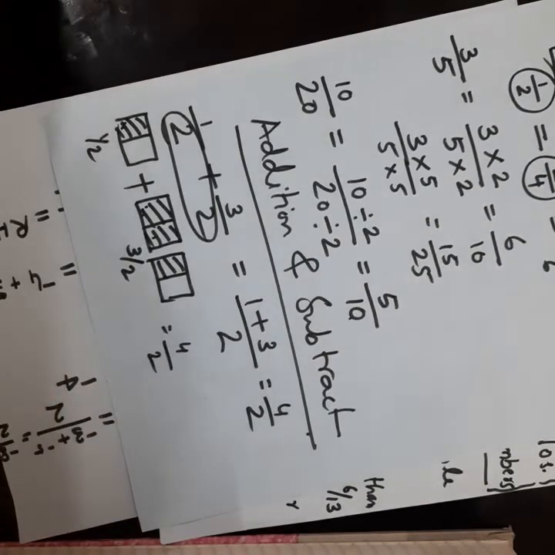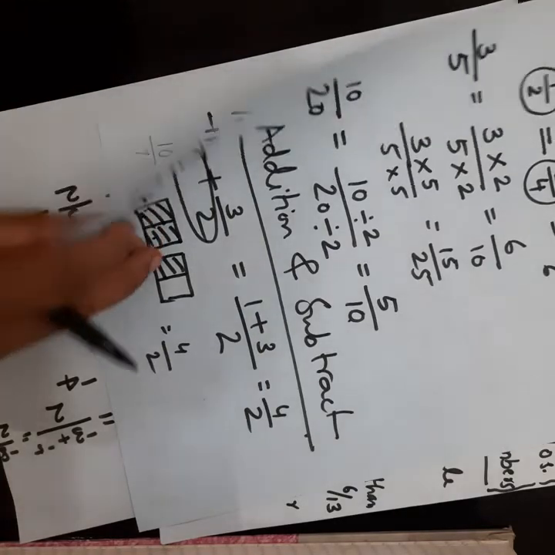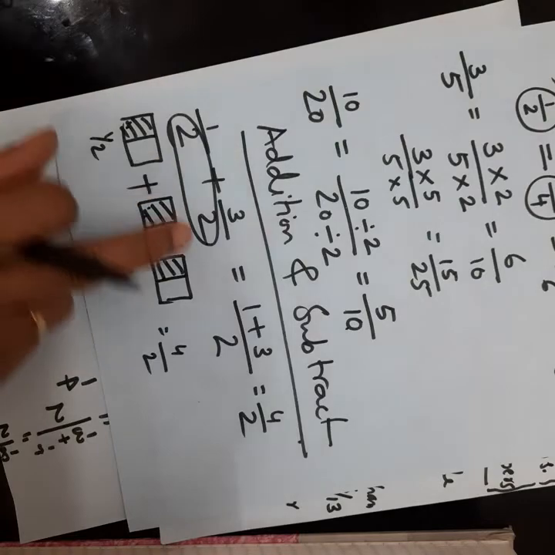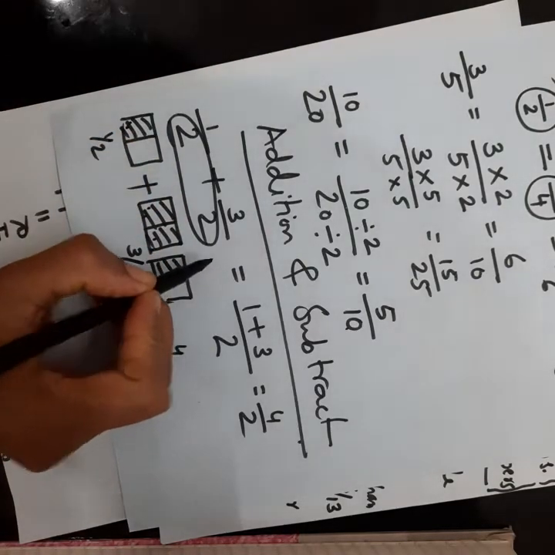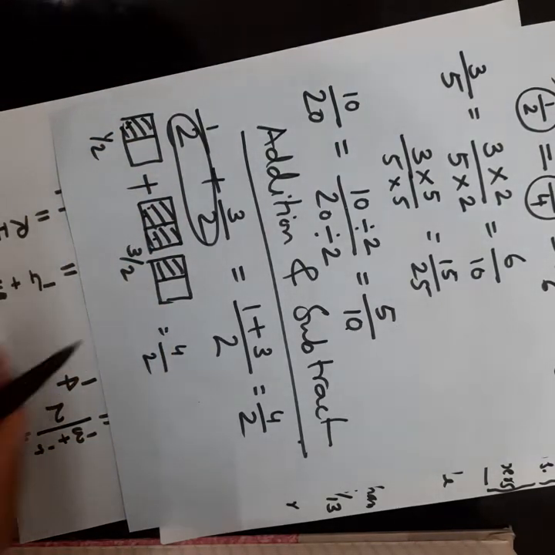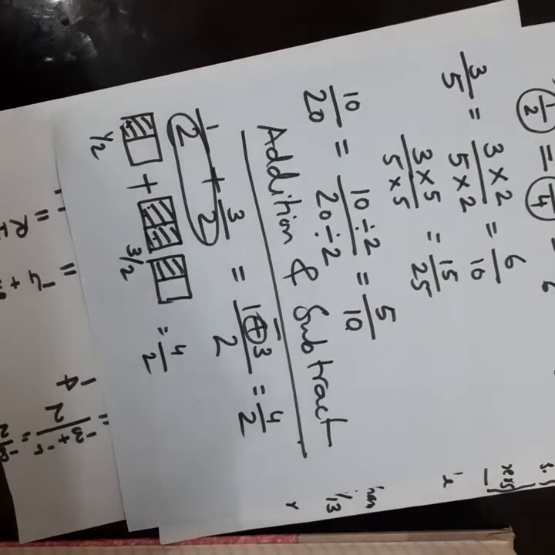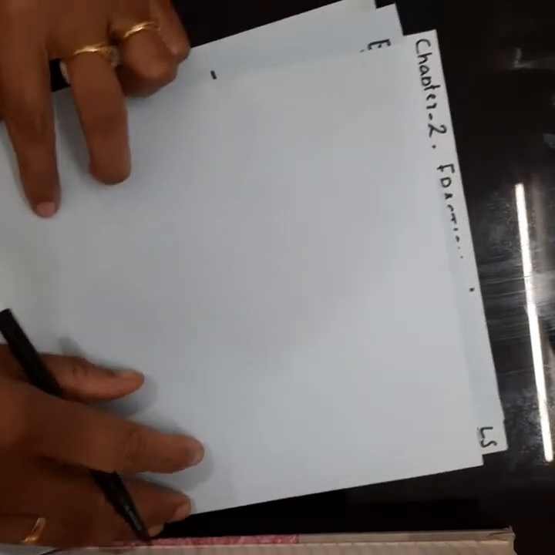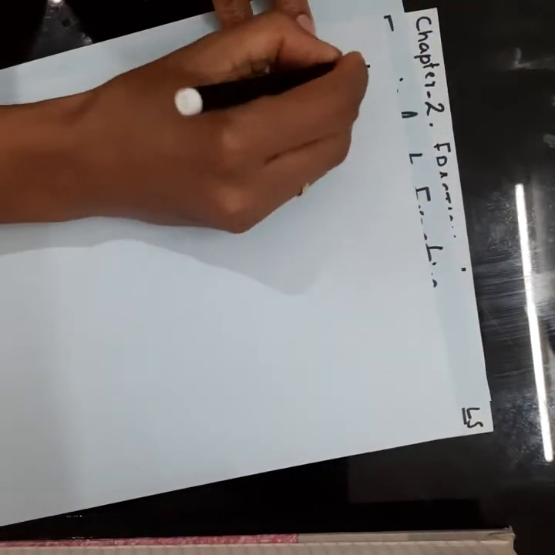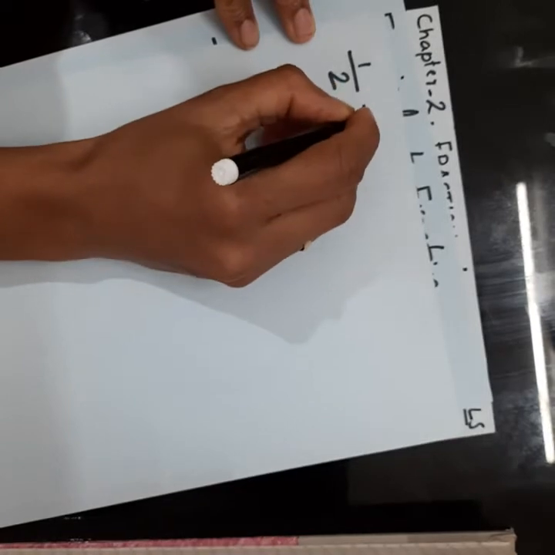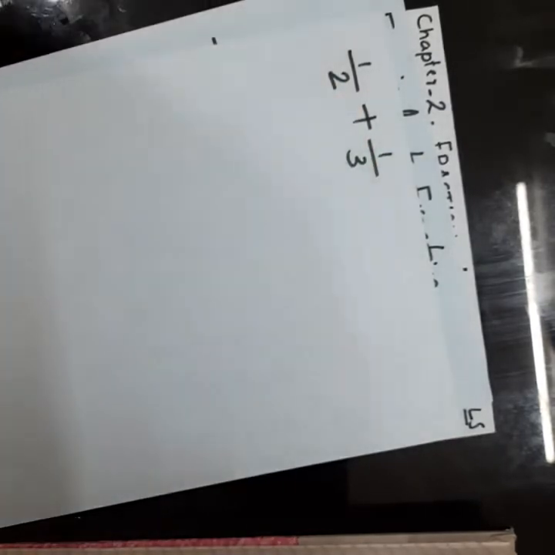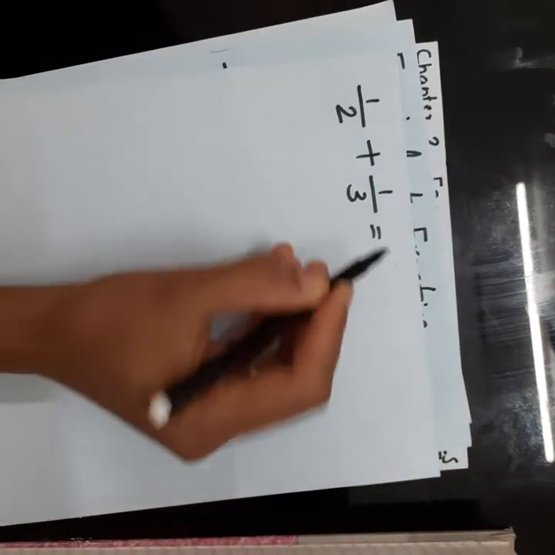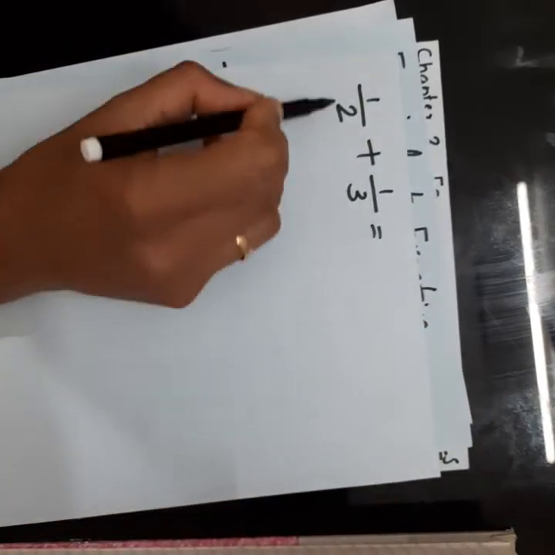Okay. Now, if the denominators are different, what can we do? This is the case, and the same is the case with subtraction also. In subtraction, in place of addition, we have a minus. Okay. And if we have to add 1 by 2 plus 1 by 3, what do we have to do? Here, see the denominators, the denominators are different.